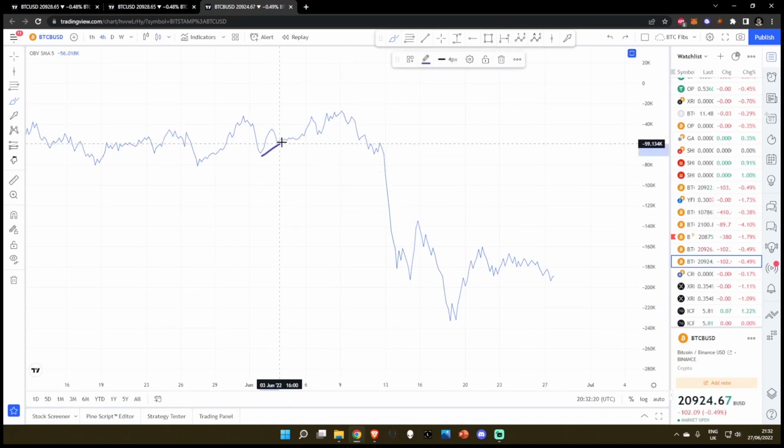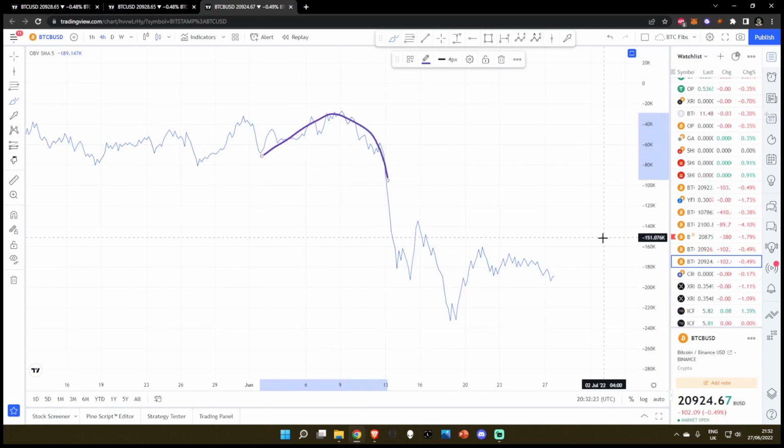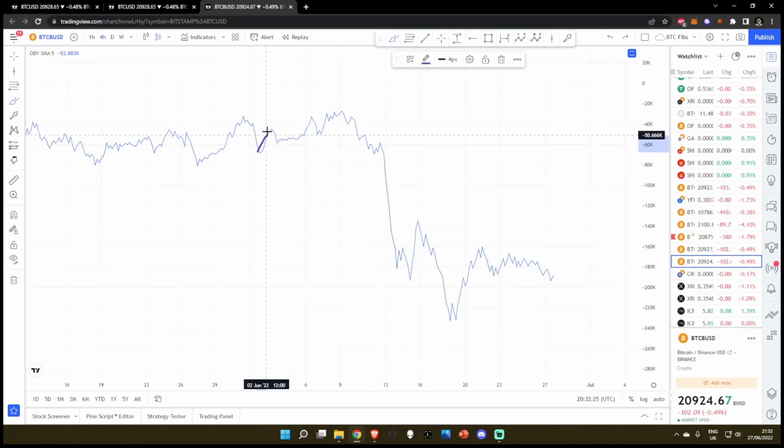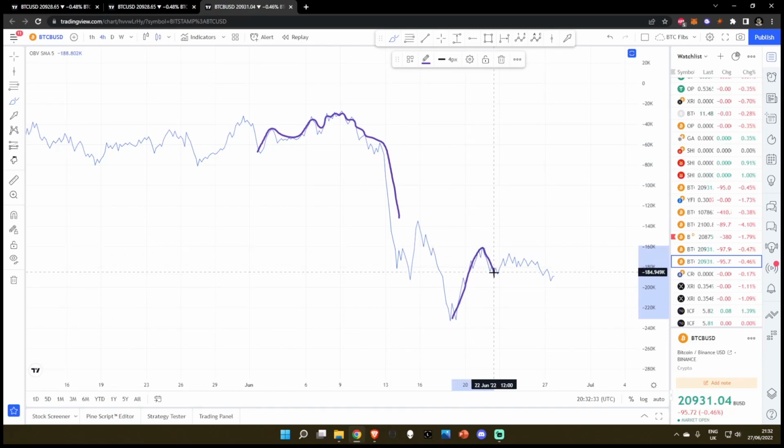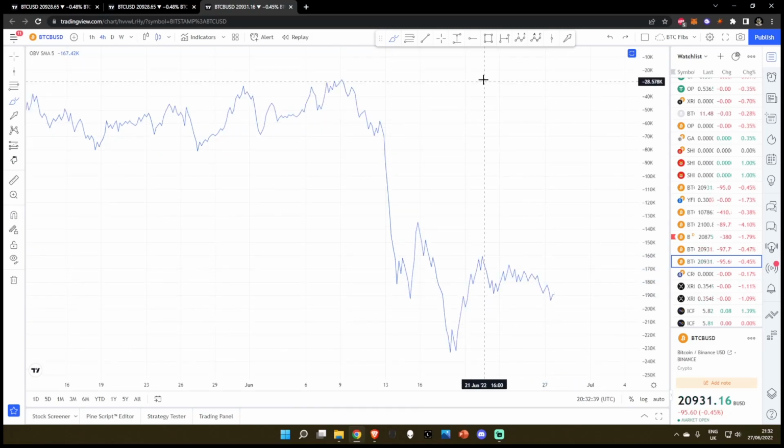You can also call this something like a rounding top on the OBV. You kind of just see the volume running up and the spikes are getting lower and lower and lower, and you're just rounding off before you fall back down. And this is exactly what we saw here. You've got a high, you didn't even make it back up to that same high, and you're just slowly trickling back down to the downside.